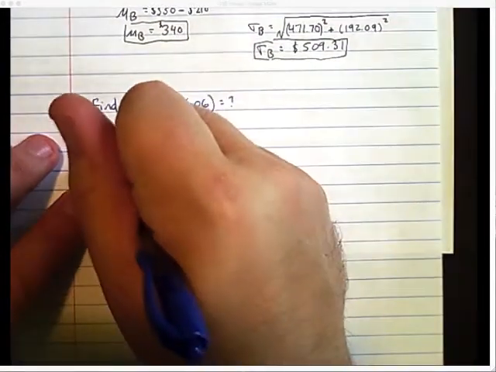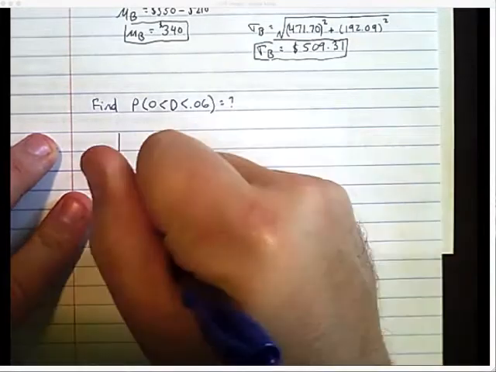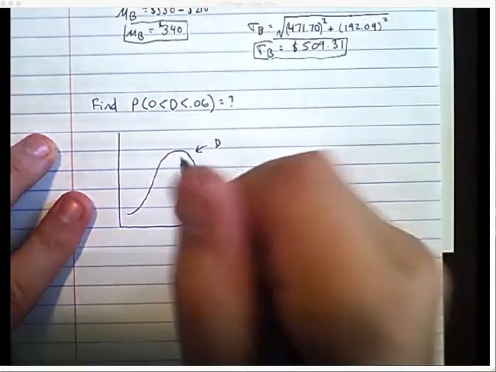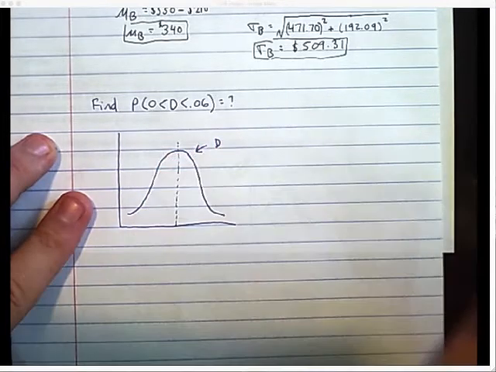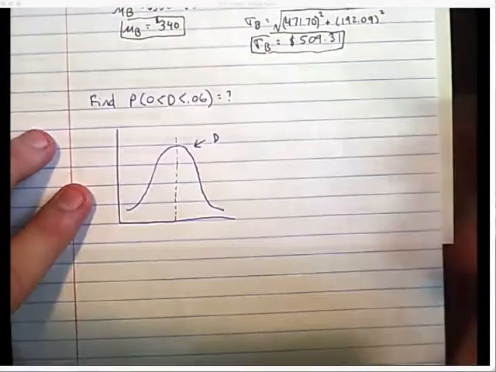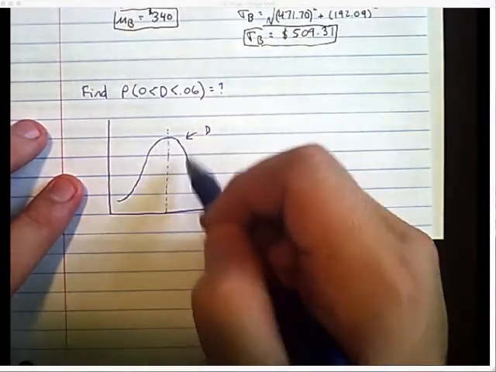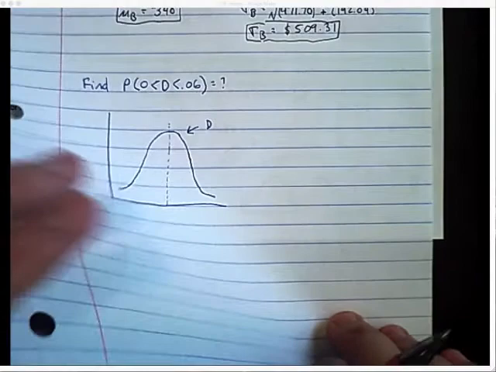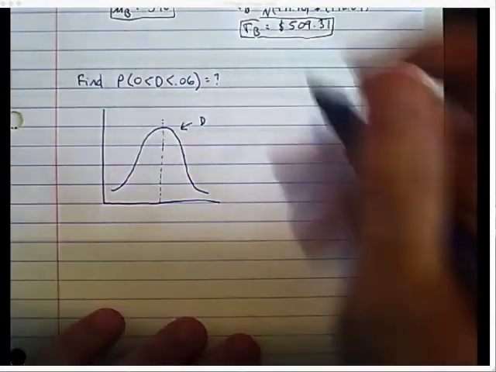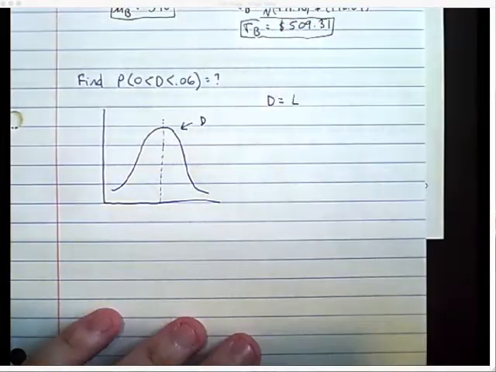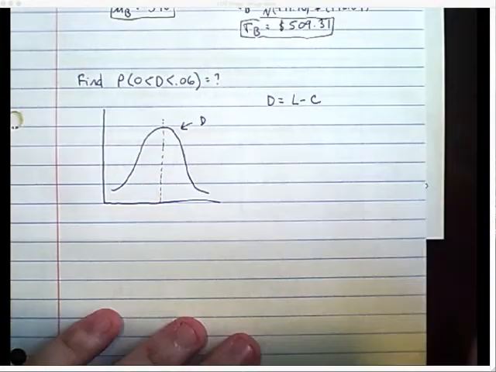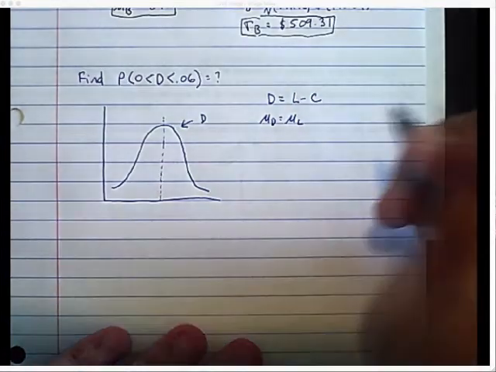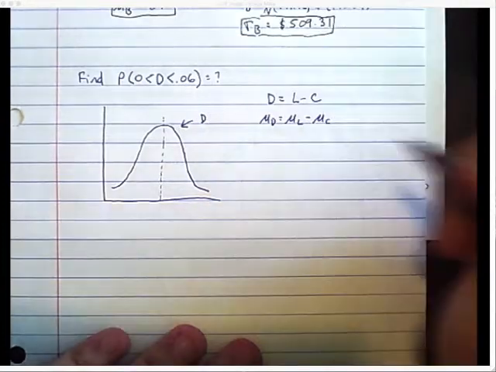So to be able to answer that question, if this is my difference curve, what's the probability that I get something between 0 and 0.06? So I need to find information about this difference curve. Let's go back to what the problem told me. I defined my difference as the size of the lid minus the size of the cup. So to find the mean difference, we would take the mean lid diameter minus the mean cup diameter.